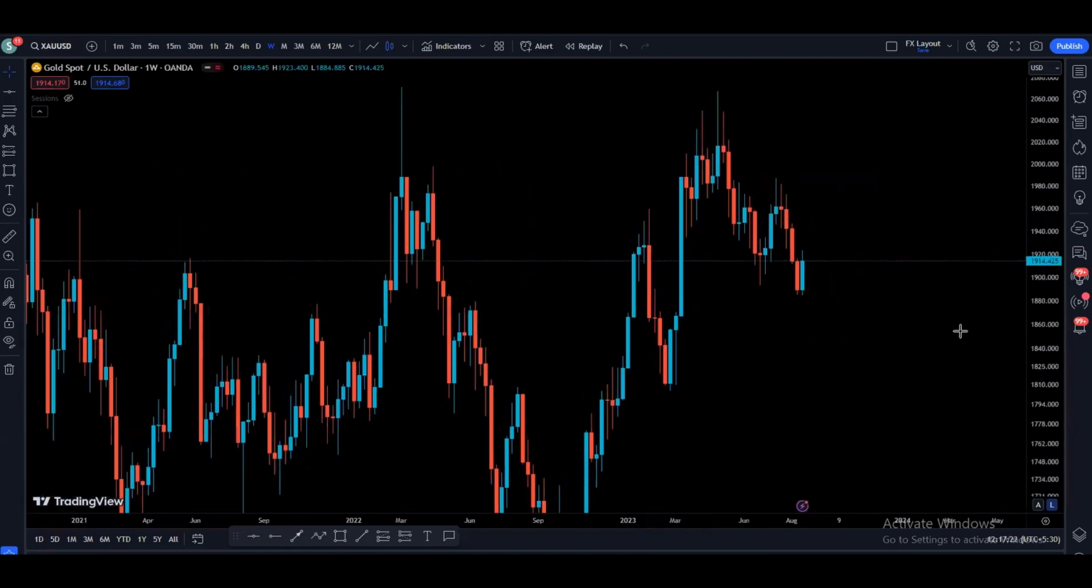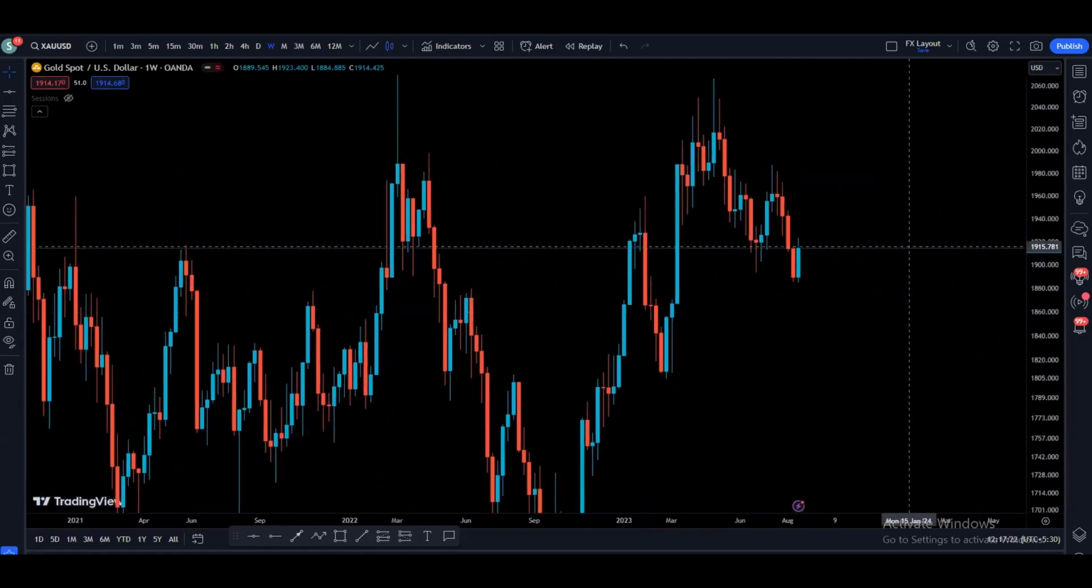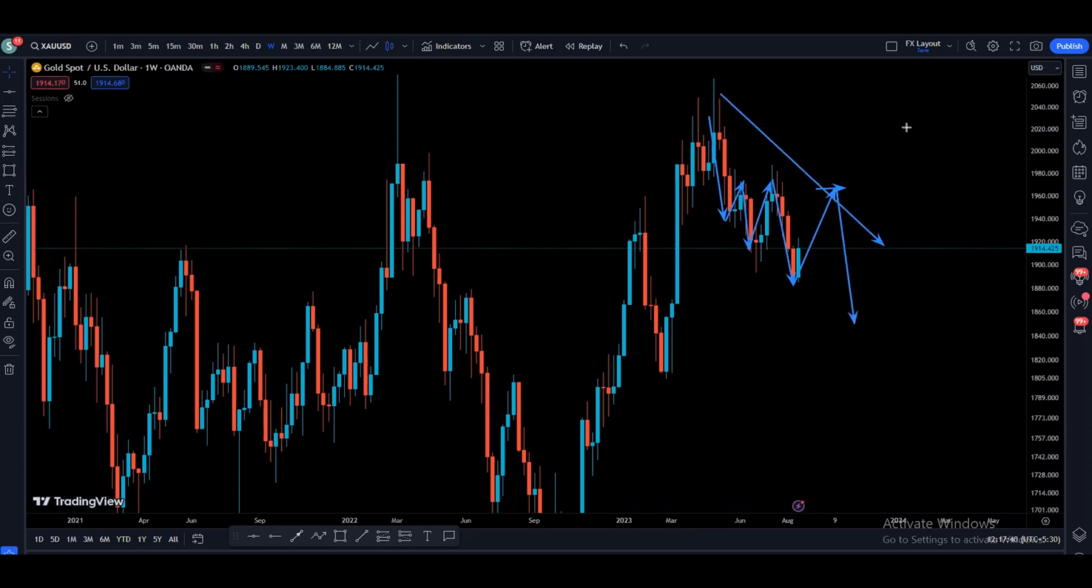But at the same time, we can see that we have a minor structure where we created a low, lower high, lower low, lower high, and then we broke the previous low and created a new low. So right now the price may come up to create a resistance and keep going down, and hopefully we can make a new lower low, as we see from this minor trend which is going to the downside.